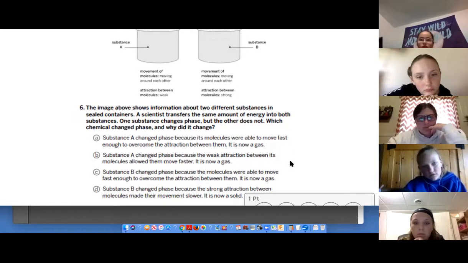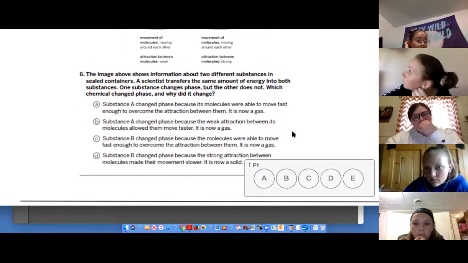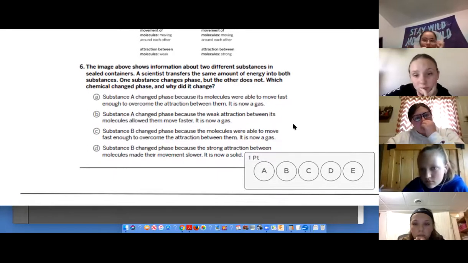Substance A changed phase because weak attraction between its molecules allowed them to move faster. Or substance B changed phase because the molecules were able to move fast enough to overcome the attraction. Or substance B changed phase because the strong attraction between the molecules made their movement slower. It's now a solid.